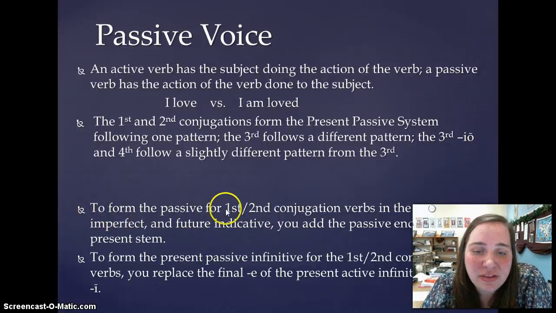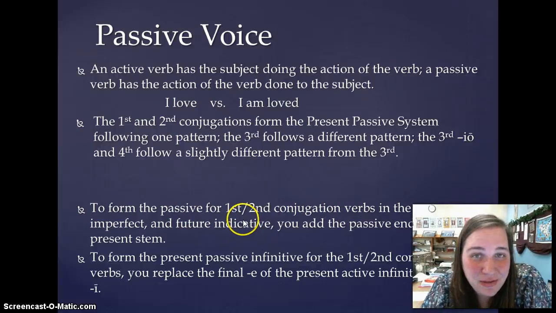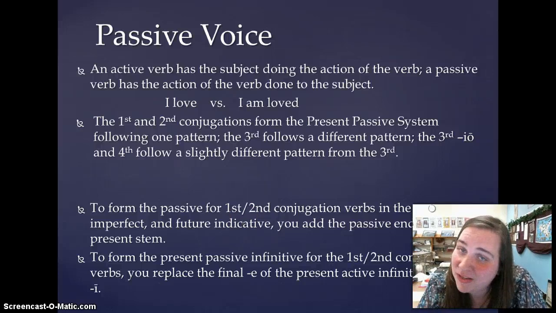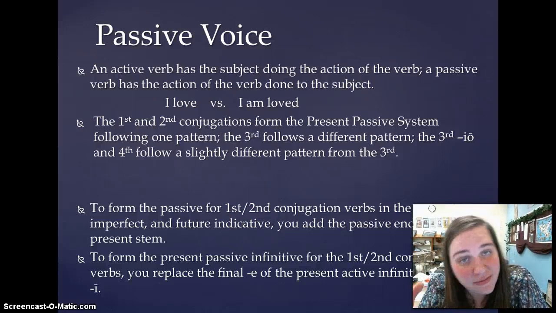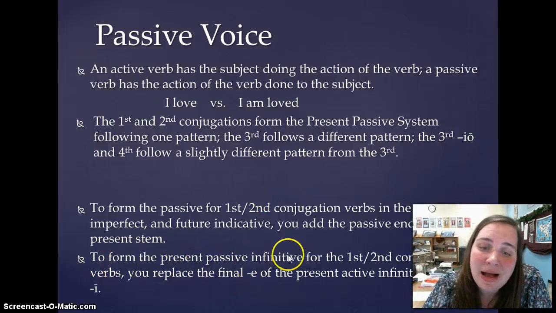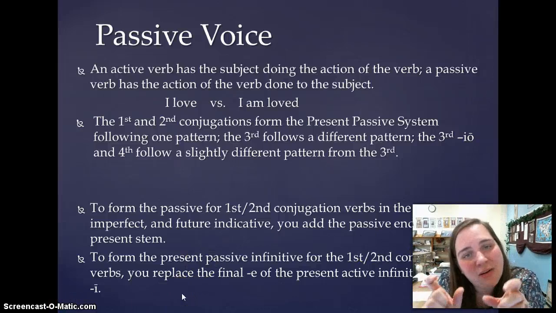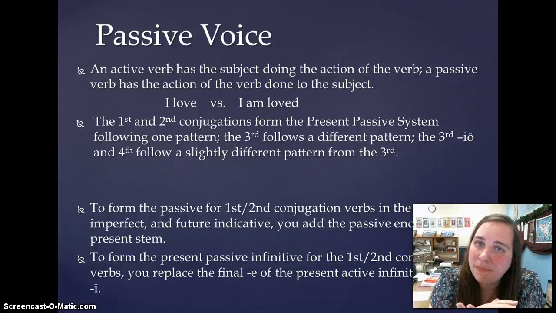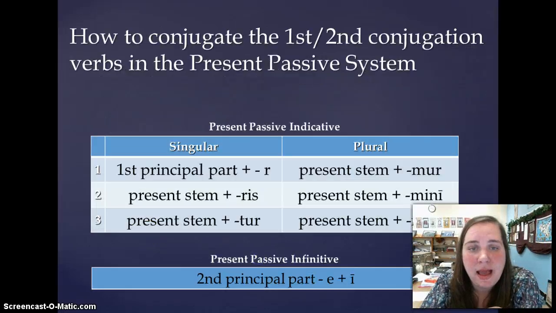To form the passive for the first, second conjugation verbs in the present, imperfect, and future indicative, you need to get your present stem, and then you need to add the passive endings to them, okay? So the present passive endings, the imperfect passive endings, and the future passive endings, okay? To form the present passive infinitive for the first two conjugations, you replace the final E in the second principal part with an I, a long I, okay? All right, so let me show you in chart form how we're going to do this.